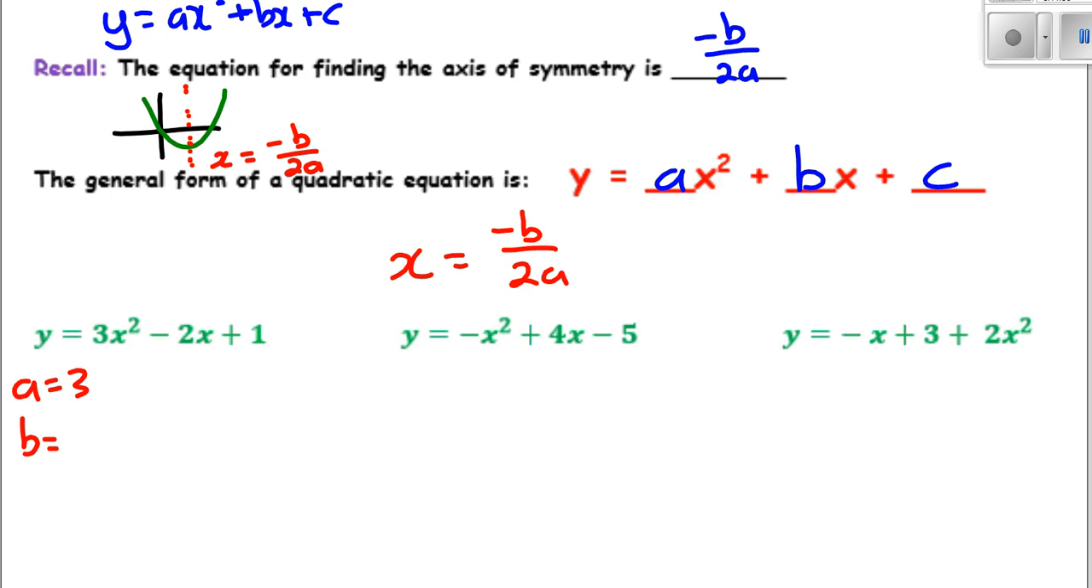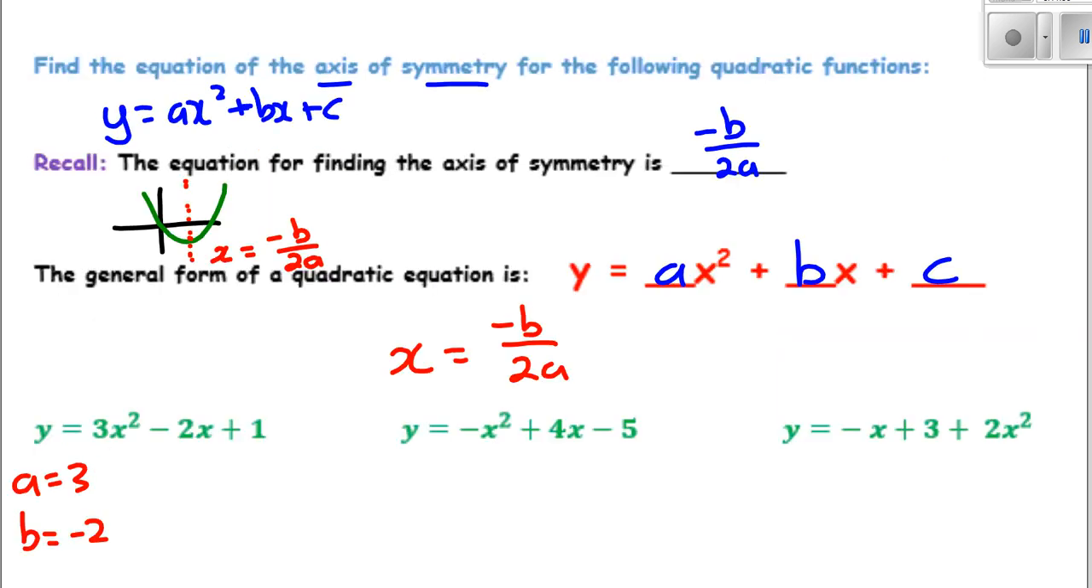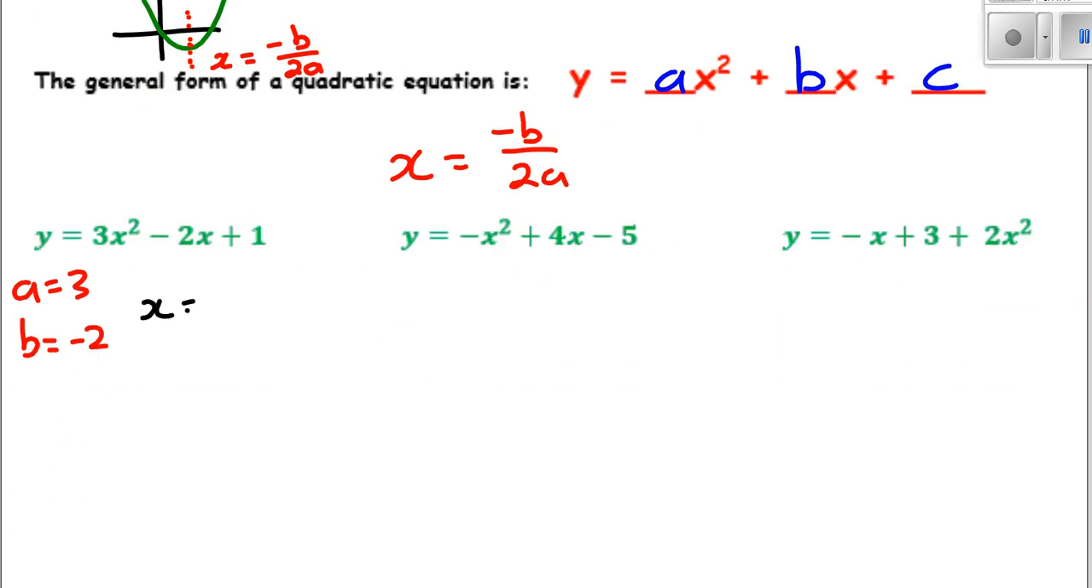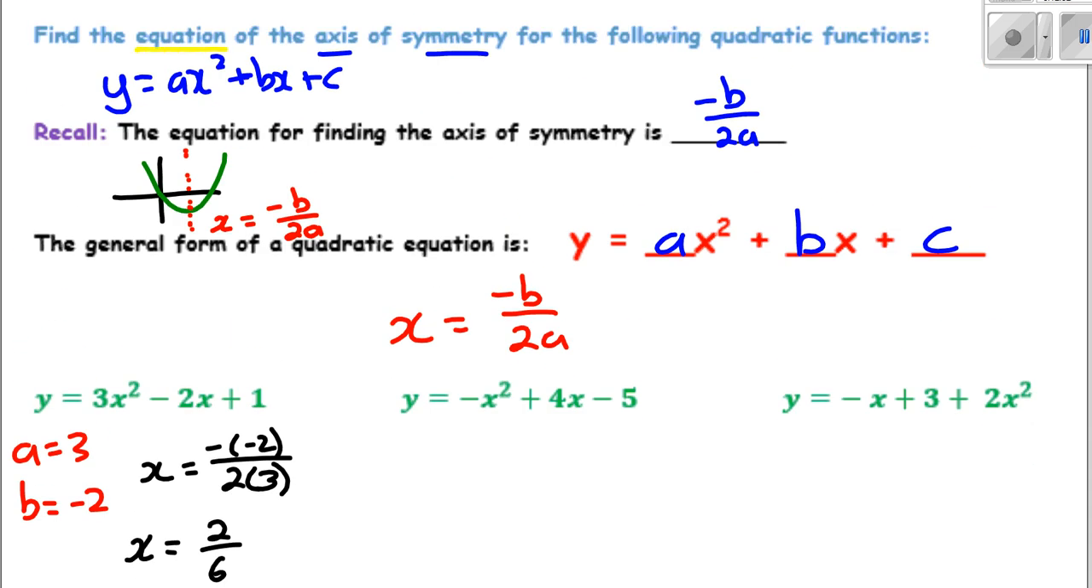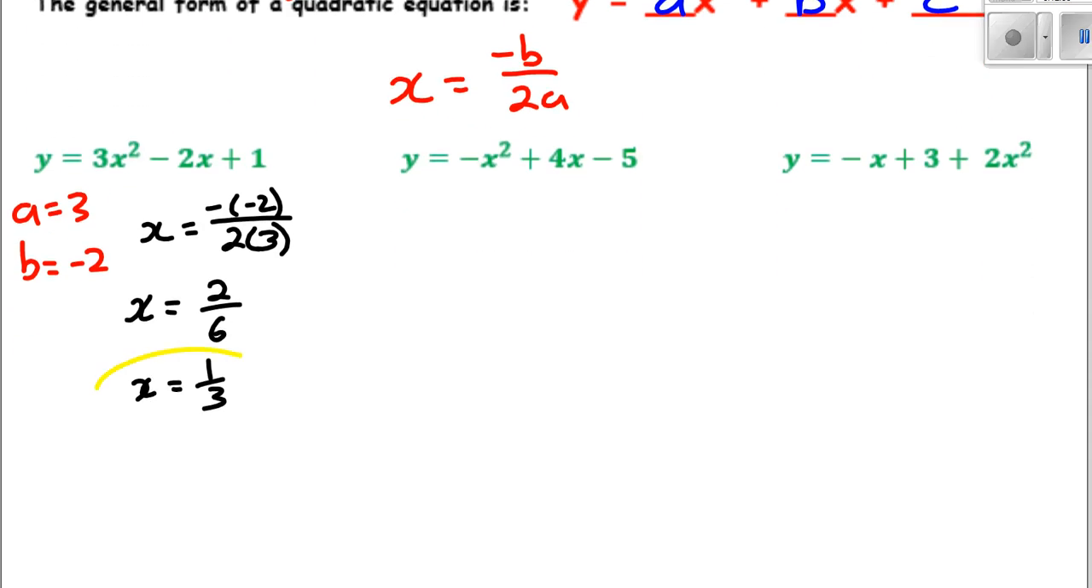Let's plug it into the formula. x equals -b/2a. -(-2). Be really thorough. Don't be a corner cutter like I've just been a few times in this long video. -(-2) is +2. 2a is 6. So x equals a third. If I just wrote a third, I wouldn't get my mark, because the question's asking for the equation of the axis of symmetry. So your answer needs to be an equation. Remember, equations of vertical lines are in the form x equals a number. Equations of horizontal lines are in the form y equals a number.